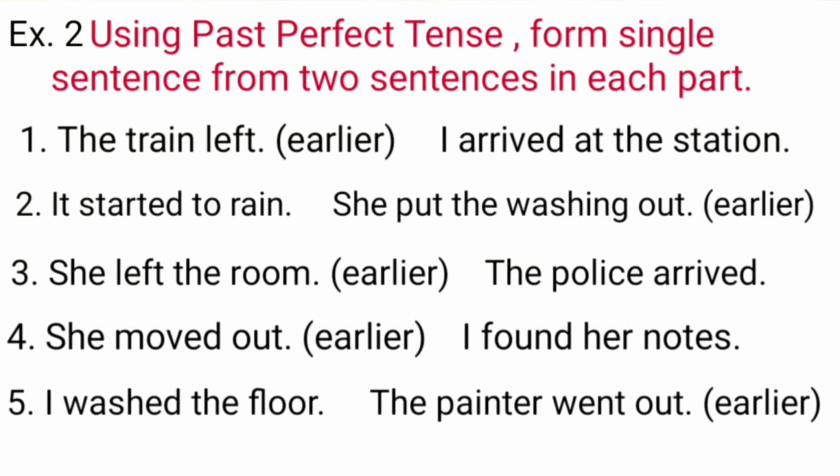Exercise 2. Here, two actions are given in each part. One of the actions happened earlier. We have to put these two actions in a single sentence using past perfect tense. First sentence, the train left earlier. I arrived at the station. Here, the first action which happened earlier is the train left, and we'll use past perfect tense in this part. The sentence will be like this: the train had left before I arrived at the station.